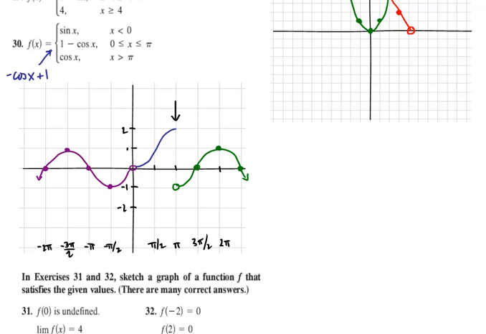So the intervals where limits exist will be from negative infinity up to pi, but not including pi, and then from pi up to positive infinity. Again, but not including pi or infinity. So that does it for problem number 30.